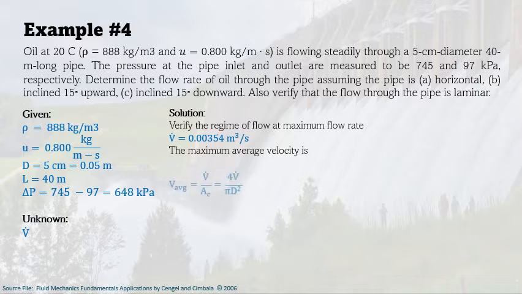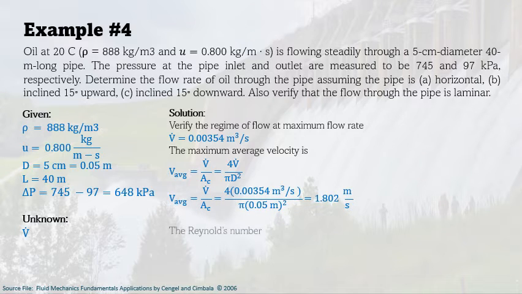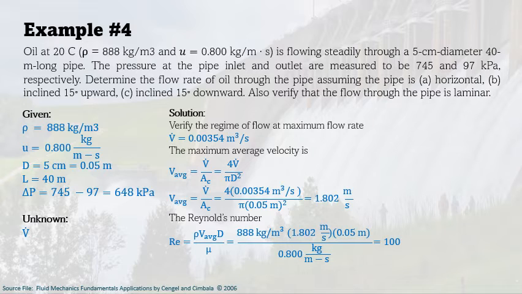So the maximum average velocity can be computed using this volume flow rate using the formula that you can see here. So the maximum average velocity is 1.802 meter per second. Then we can get the Reynolds number also since we already have the average velocity, substituting the diameter as well as the kinematic viscosity as well as the density. So we can get the Reynolds number to be almost 100. Based on this, the Reynolds number is much less than 2,300. Therefore, the flow is laminar for all three cases. So we were able to verify that the flow through the pipe is laminar.